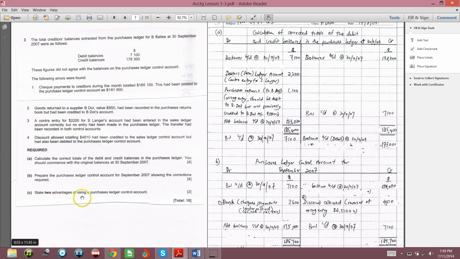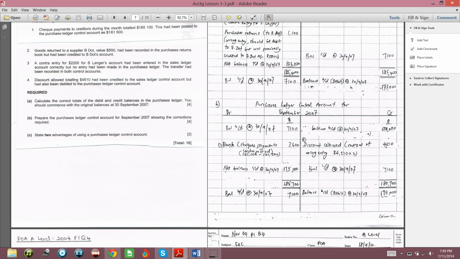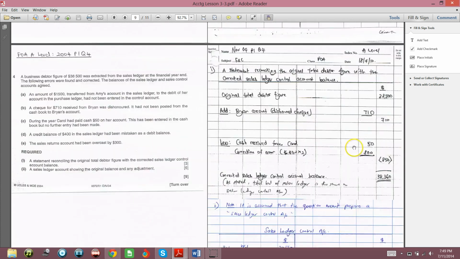State 2 advantages of using purchases ledger control account. It's the same story as just now. You can just copy the answer from just now.